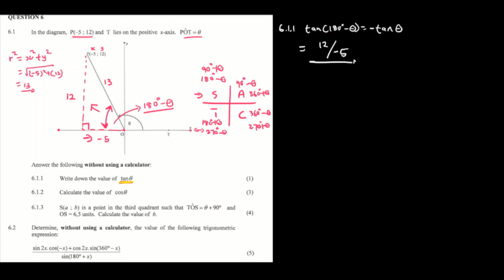So your answer is going to be minus 12 over 5, or 12 over minus 5. That is your answer. So going to 6.1.2, we want to identify cos of theta.